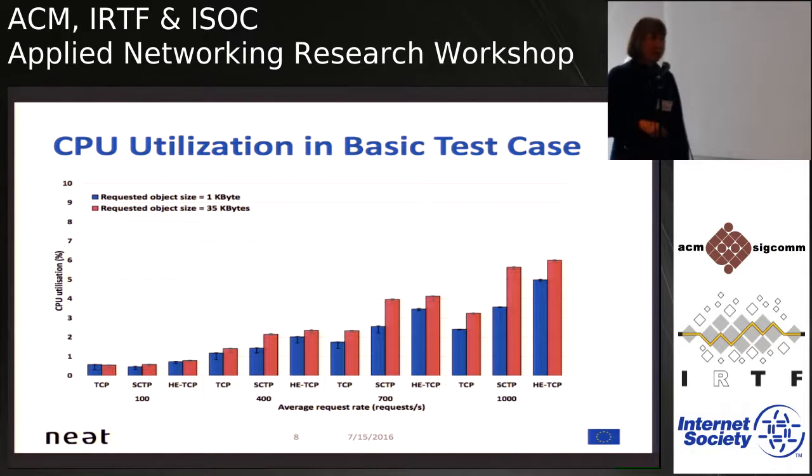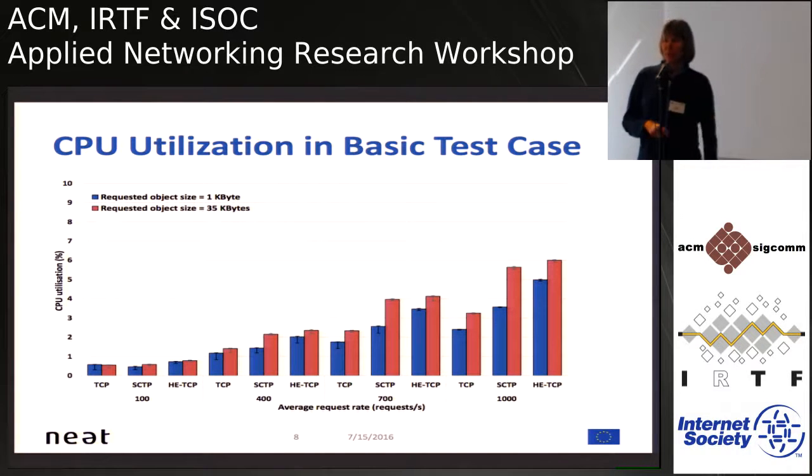We also have a red and a blue bar. For the blue bar, the object that we download from the web server is 1 kilobyte, and for the red bar, it's 35 kilobytes. In the case where you have a 1 kilobyte download, in this simple case, it's kind of the worst case scenario, because you always try 2 connections, and you basically have just 1 packet that you need to download the whole object. So it's a very light load on the server side.